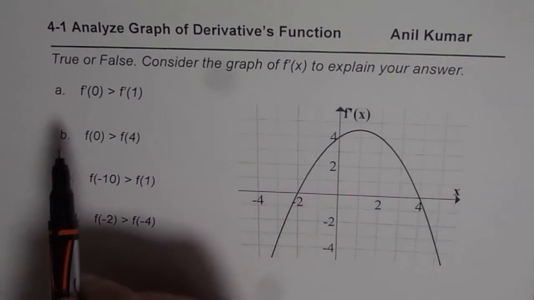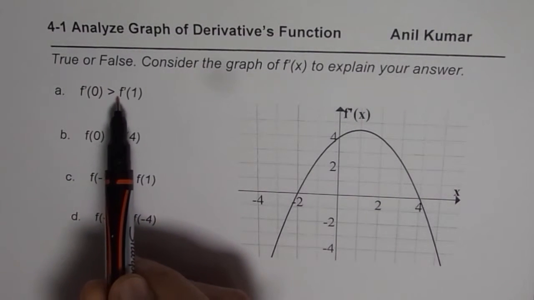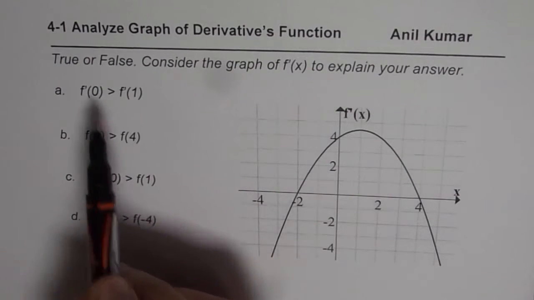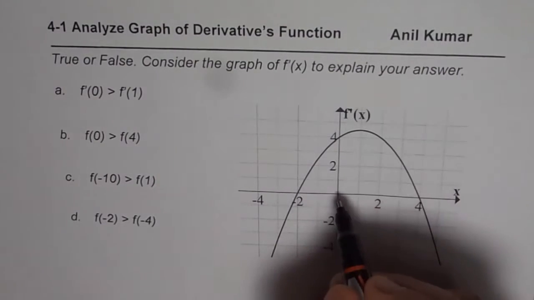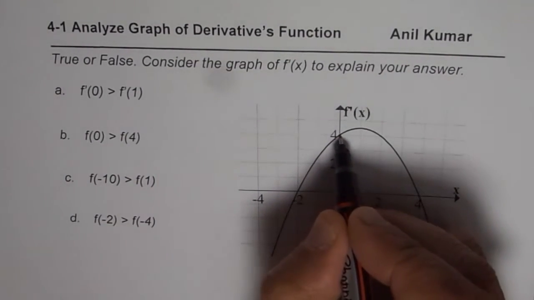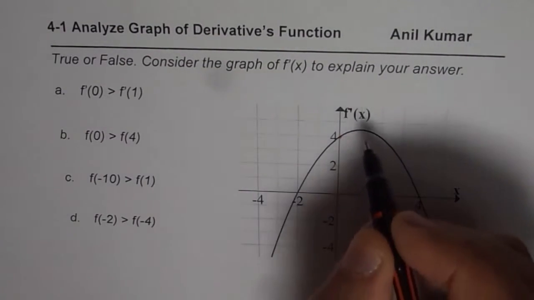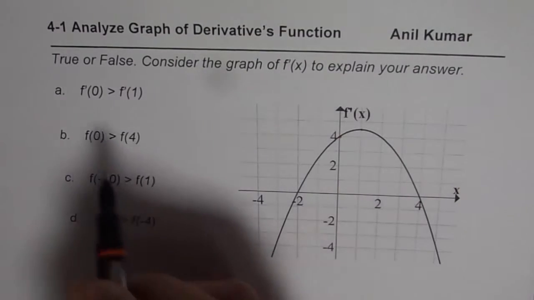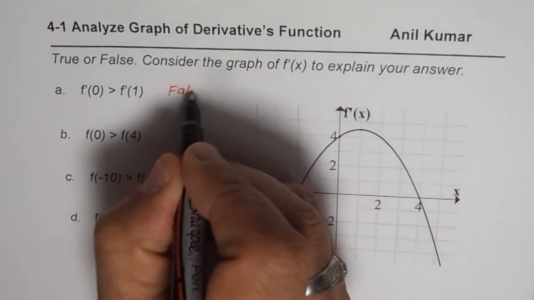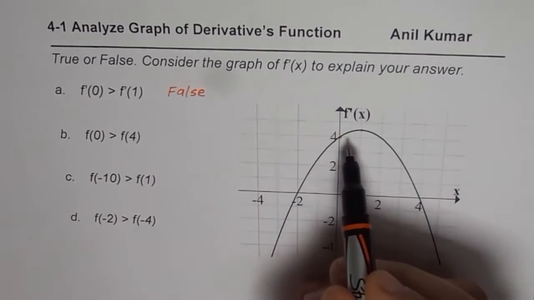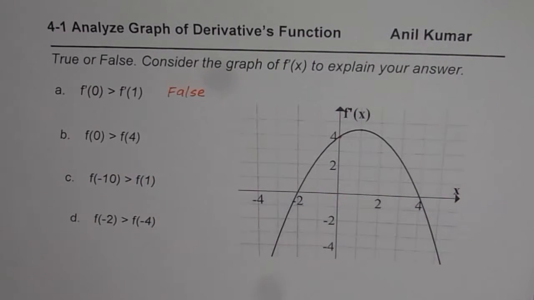Okay, the very first statement is that the derivative at 0 is greater than the derivative of the function at 1. Now since this is the graph of the derivative, we can read the values. At 0, the value of the derivative is 4, right? And at 1, the value of the derivative is more than 4. So this statement is false, correct? So we can straight away say this is false. The graph of the derivative is rising as we move from 0 to 1, right?